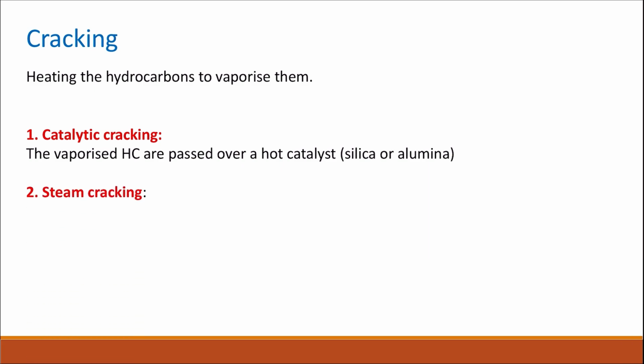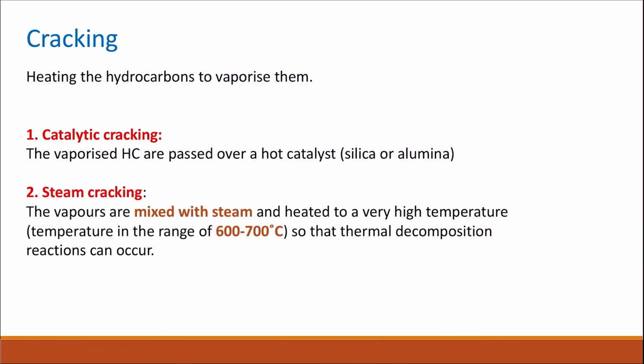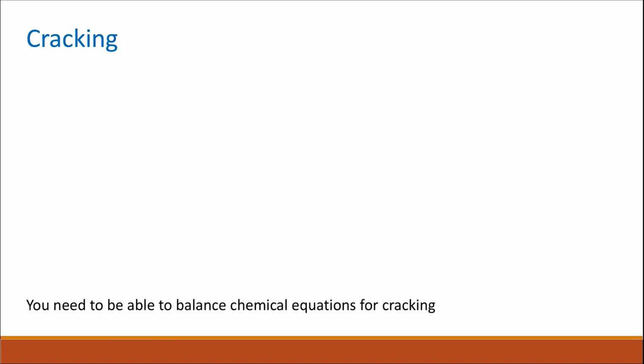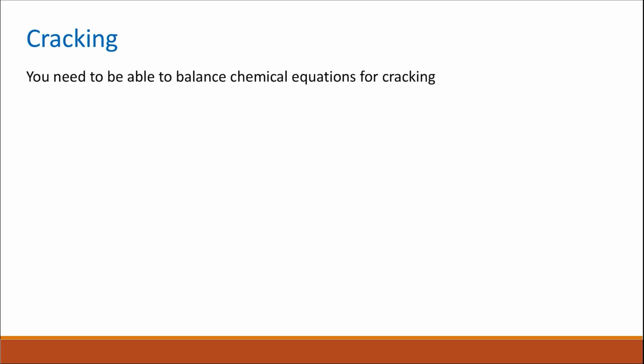The second method of cracking is steam cracking. In steam cracking, the vapors of the hydrocarbons are mixed with steam and then heated to a very high temperature, which could reach 600 to 700 degrees, and this will initiate the process of thermal decomposition. So we have either thermal decomposition, which comes from steam cracking, or catalytic decomposition, which comes from catalytic cracking. The products of cracking will be alkenes and alkanes.